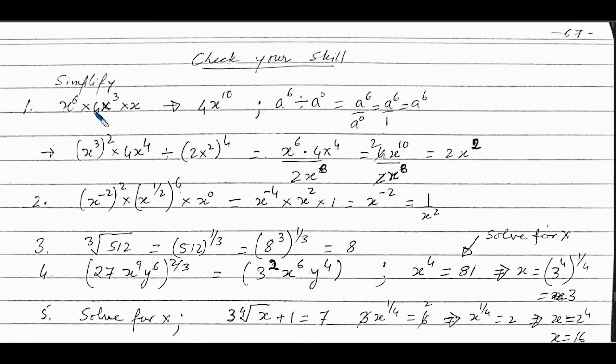X to the power 6 into 4 into x to the power 3. So I take 4 common. So x to the power 6 plus 3 plus 1, 10. So 4x to the power 10. This a to the power 0 is 1. So any number divided by 1 is that number. Okay. So this is a to the power 6 divided by 1 is a to the power 6.